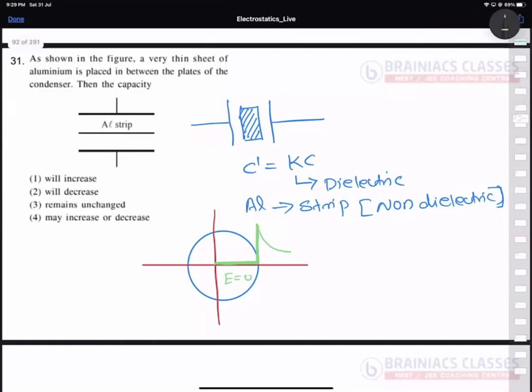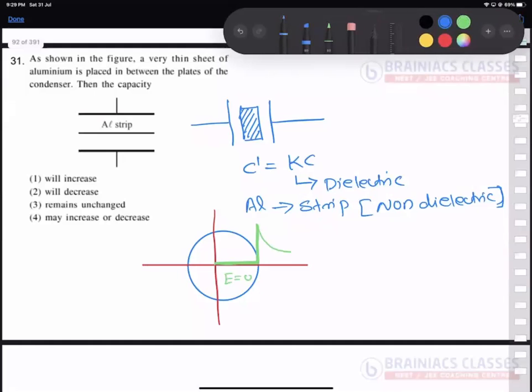This concept we already learned in the theory class. As a conductor is placed, inside the conductor the electric field will be zero. There is no electric field effect. If there is a change in electric field, only potential will change. So there is no electric field inside the aluminium, hence this will not affect it.